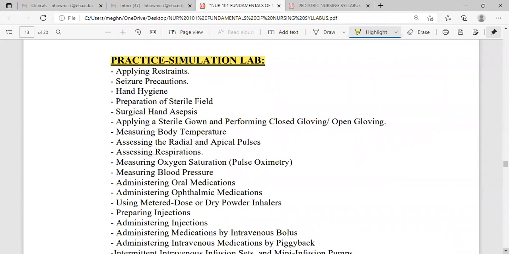In simulation lab, when students come, they will be busy with how to apply the restraint, type of restraint, order for the restraint, indication of the restraint, scissor precaution, hand hygiene, preparation of the sterile field, how to wear surgical gown, how to use the aseptic procedure, applying the sterile gloves, performing closed gloving and open gloving, measure body temperature, assessment of the radial and apical pulses, assessment of respiratory rate, measure oxygen saturation. We use the pulse oximetry.